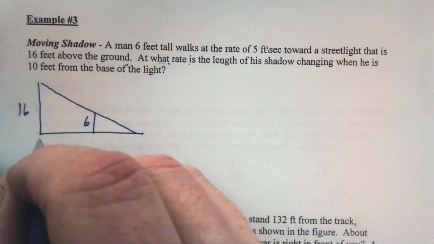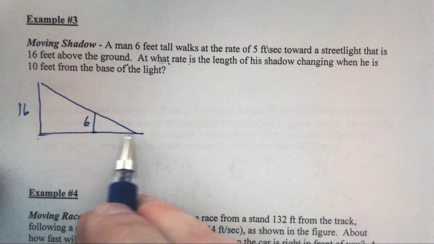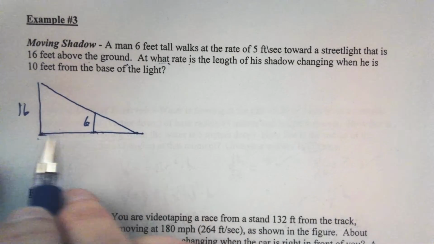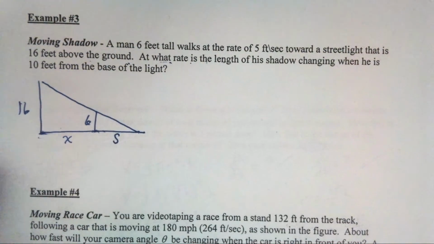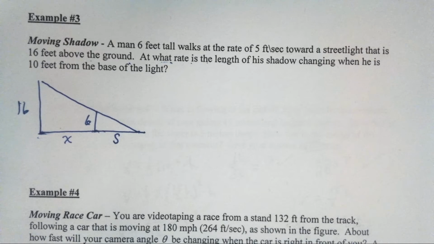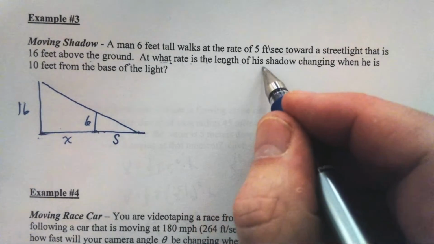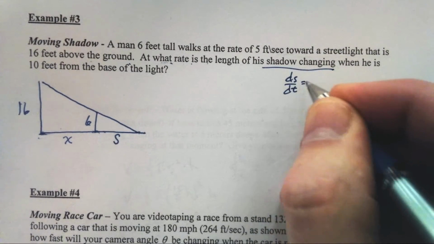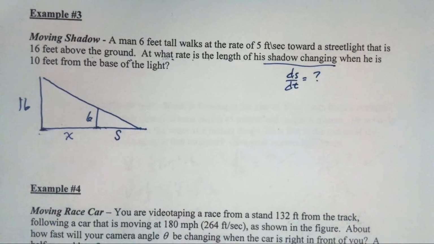So at some point later, this length is 10. But we're interested in how fast is the shadow changing. So I think each of these are worthy of their own variable. I'm going to call this x. I'm going to call this s, which makes you a little bit nervous because I've changed s's to 5s before. But I think I'm going to use this for a diagram. At what rate is the length of the shadow changing? As I often say, talk calculus to me. Oh, what is ds dt? That's the question. When he is 10 feet from the base of the light. So that 10 could be a player.